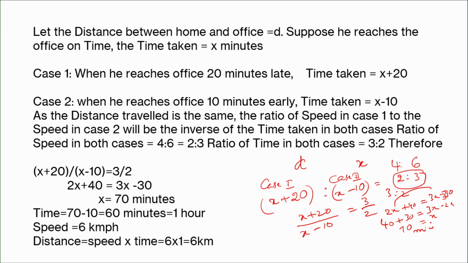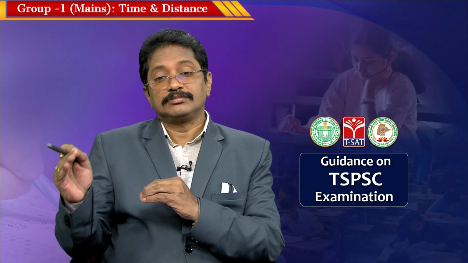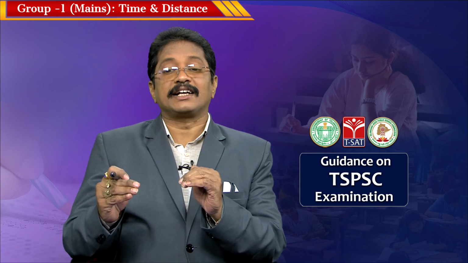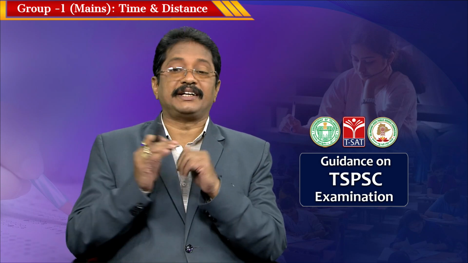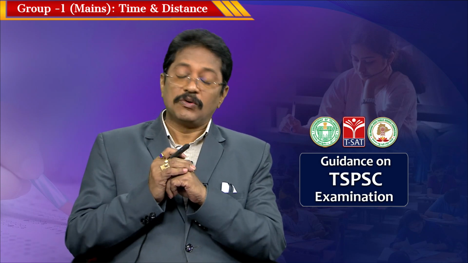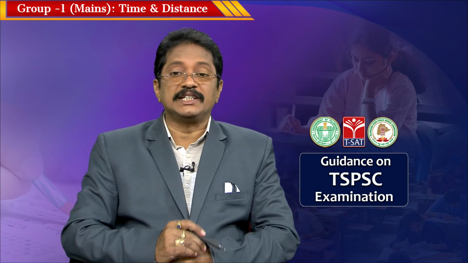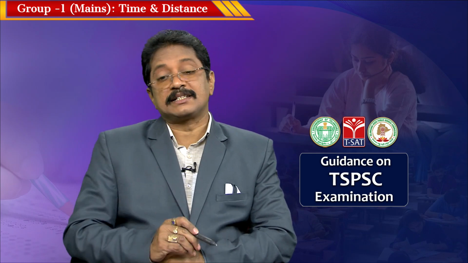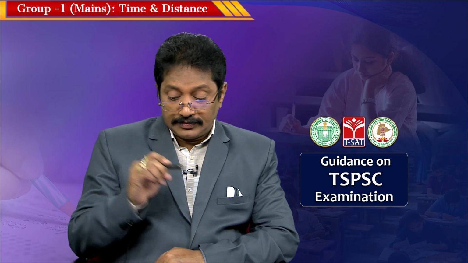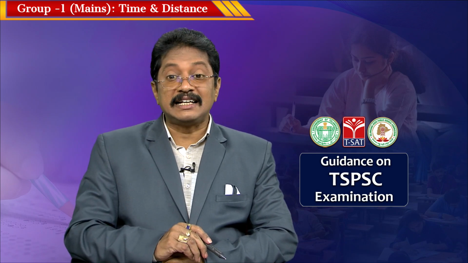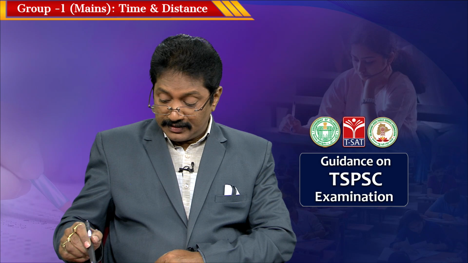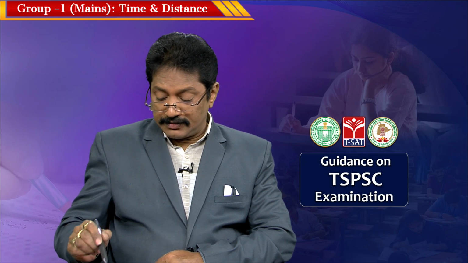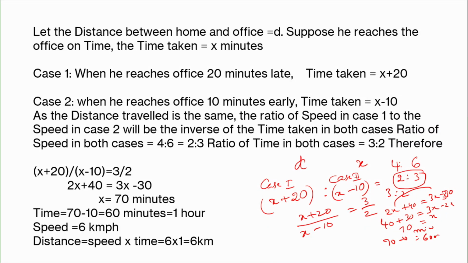Correct? So, to reach his office, the accurate time is 70 minutes. Do you understand? Okay. So, in case 2, he takes 10 minutes early. 10 minutes early means here we have to take 70 minus 10, 60 minutes. Correct? You know the distance is equal to, what is the distance?